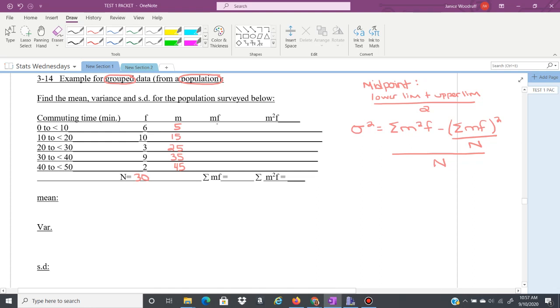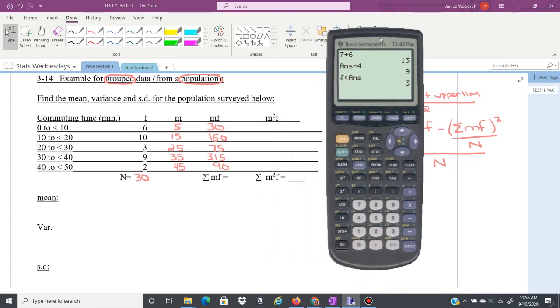Okay, so let's get those values. So you have midpoint times the frequency. So you're doing this column here times this column here. So 5 times 6, 30, 15 times 10, 150, 25 times 3, 75. 35 times 9 is going to be 315. And 45 times 2 is going to be 90. Then I'm going to do the sum of m times f. So that's going to be 30 plus 150 plus 75 plus 315 plus 90. So 660.